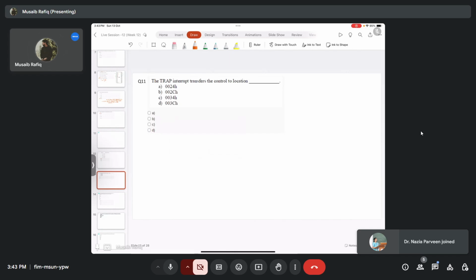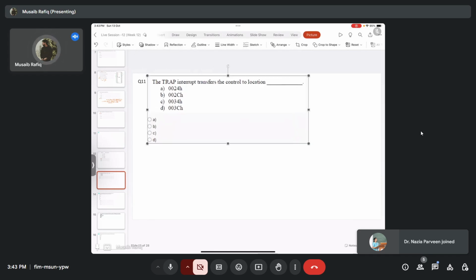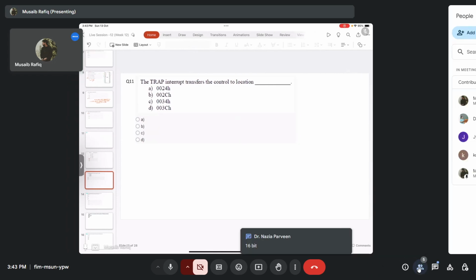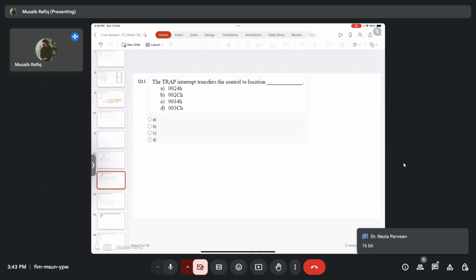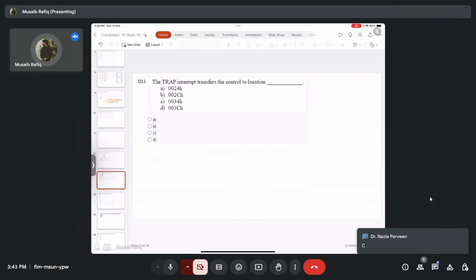Then I have question number 11. It states that the TRAP interrupt transfers the control to location dash. Option A 0024, option B 002C, option C 0034, option D 003C. So the correct answer is 0024, that is option A.